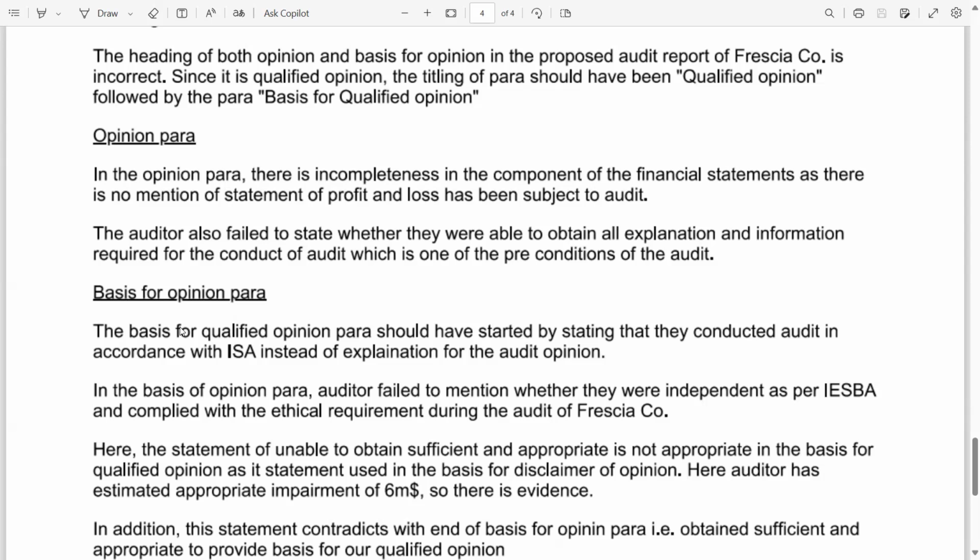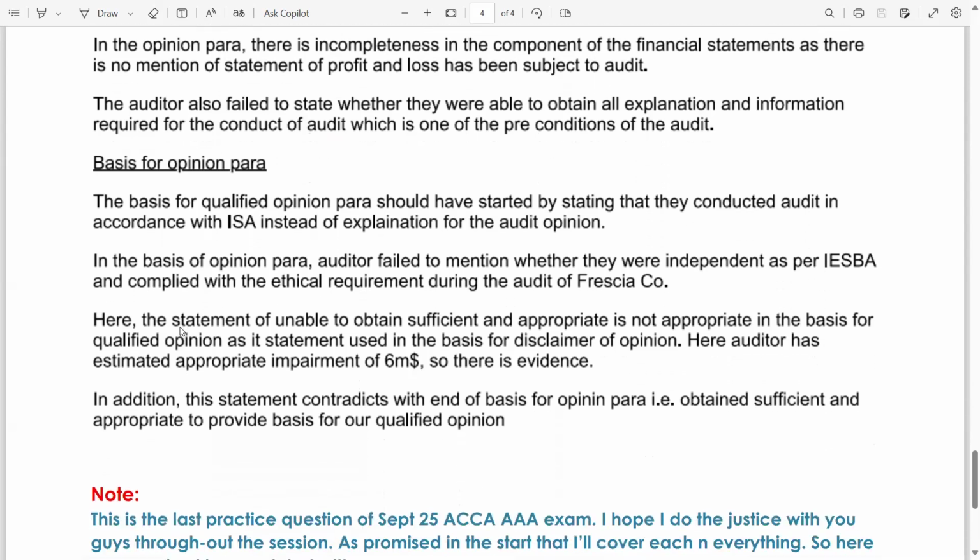Basis for opinion. The basis for qualified opinion para should have started by stating that they conducted audit in accordance with ISA instead of explanation for the audit opinion. Yes. In basis of opinion para, auditor failed to mention whether they were independent as per IESBA International Ethics Standards Board for Accountants and complied with the ethical requirement during the audit of Frescia company.